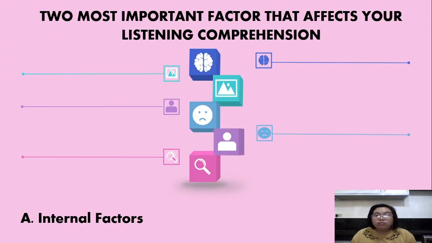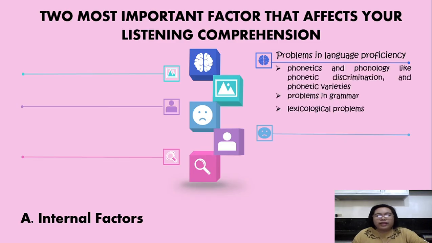Next, let us now move on to the two most important factors that affect your listening comprehension. First is the student's problems in language proficiency. When we say language proficiency, it can talk about the phonetics and phonology, like phonetic discrimination and phonetic varieties. So problems in language proficiency tackle the ability of an individual to use language with a level of accuracy that transfers meaning in production and comprehension.